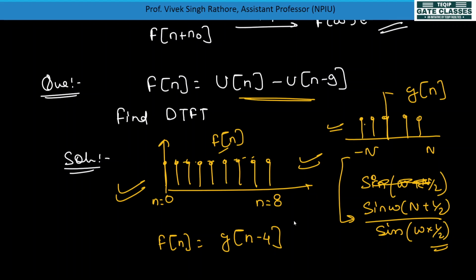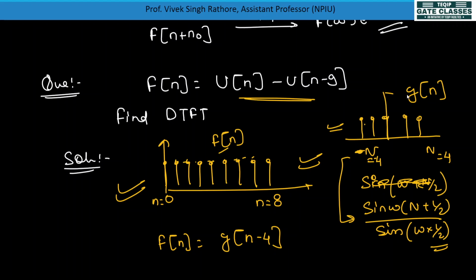Okay, fine. This will be applicable when n is equal to minus 4 and n is equal to plus 4. So if we take the n value as minus 4 here, and n is equal to 4 here, then from minus 4 to 4, actually it is minus n to n.